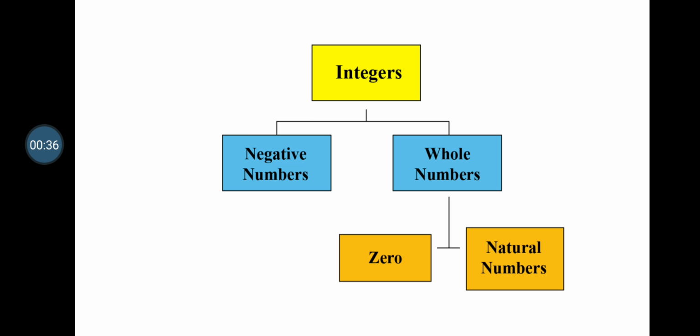So you can see the classification here. Integers have negative numbers and whole numbers. And what are whole numbers? It is 0 and natural numbers. And what are natural numbers? Natural numbers start from 1 and go to infinity. It will keep on going. All positive numbers are natural numbers. So integers contain negative numbers, 0 and positive numbers.